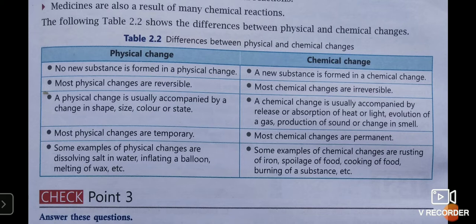Please remember, in physical change, if you reverse the condition, you can reverse the change. I gave the example of ice to water and water back to ice. When you supply heat energy to ice, it gets converted to water, and when you withdraw heat energy from water, it gets converted to ice. Some examples of physical changes are dissolving salt in water, inflating a balloon, melting of wax, etc. Whereas some examples of chemical changes are rusting of iron, spoilage of food, cooking of food, burning of substances, etc.